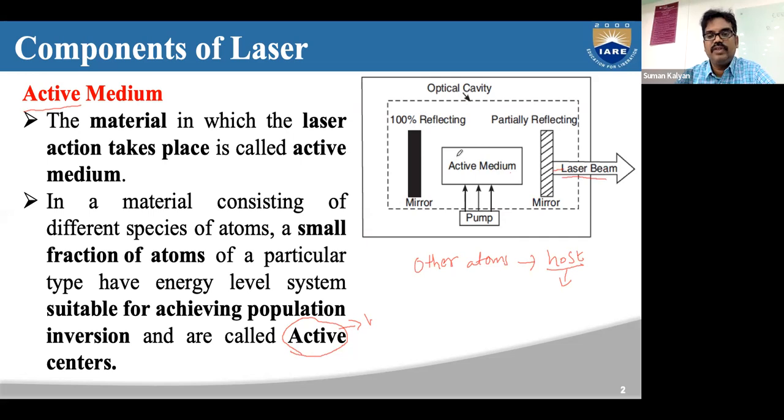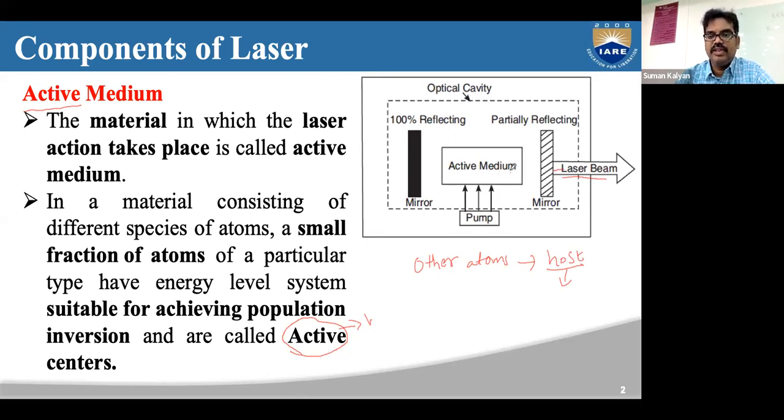This whole thing is called the optical cavity. We have seen in the morning, right? Optical resonating cavity or optical resonator. The pump will be outside the optical resonator. The active medium, which is placed between the two parallel plane mirrors, is called the optical resonator. From the end of the partially reflecting mirror, we will get a laser beam. So this is a schematic diagram.